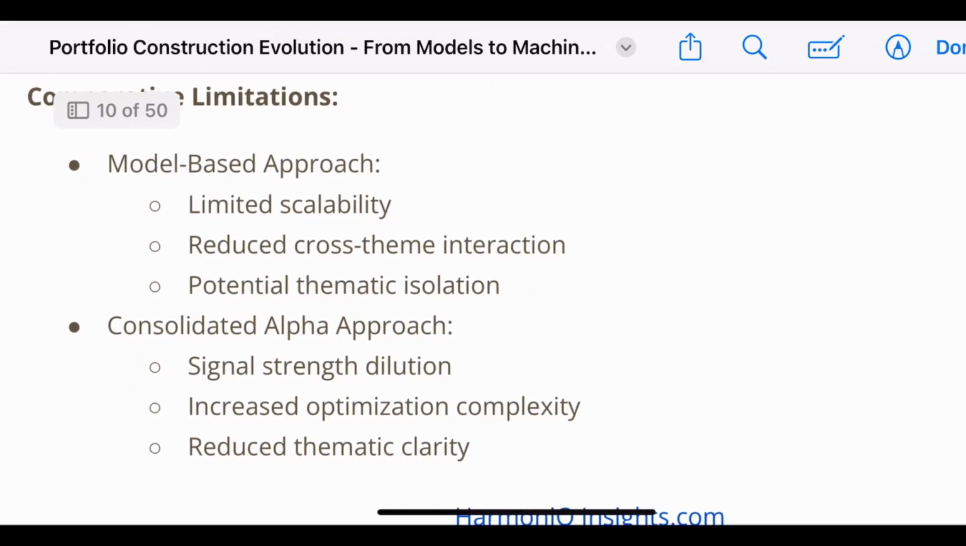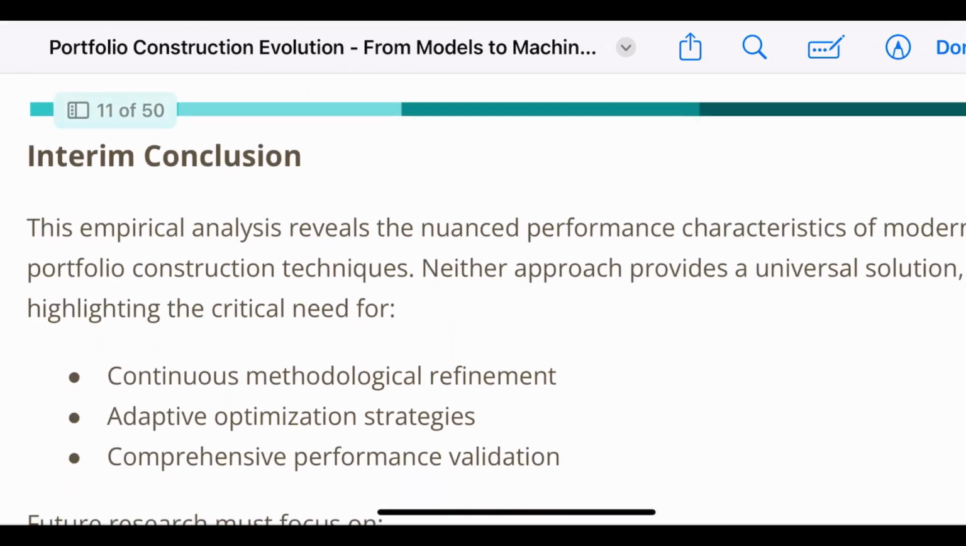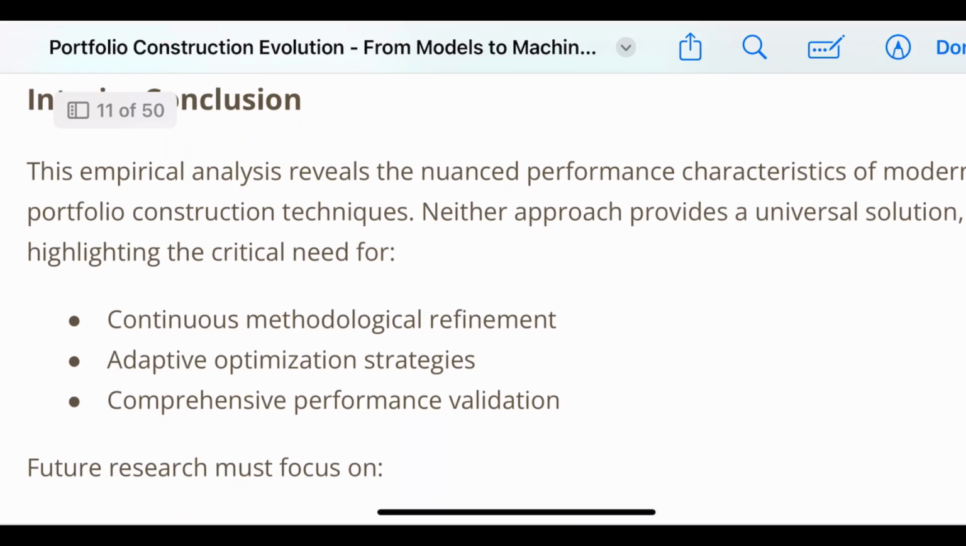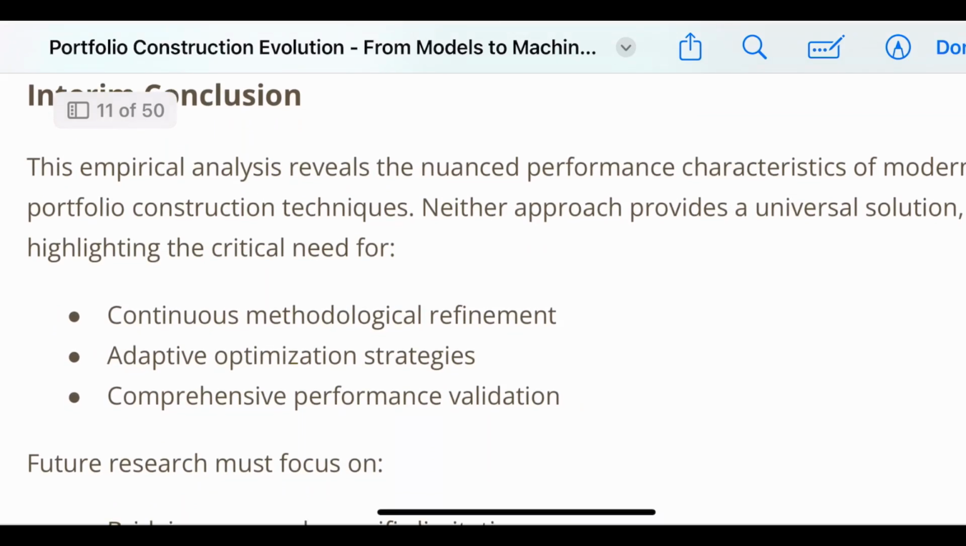That's right. Now, shifting to the consolidated alpha approach, the big concern there is signal dilution. When you combine so many signals, some of them inevitably get drowned out by the noise, or their individual impact is just weakened. It's like trying to listen to a symphony, but all you hear is a cacophony of instruments. Yeah, it becomes hard to distinguish the individual melodies. So it's all about striking that balance between leveraging as much information as possible without getting bogged down by the complexity or sacrificing the effectiveness of those individual signals. Exactly. It's a delicate balancing act.